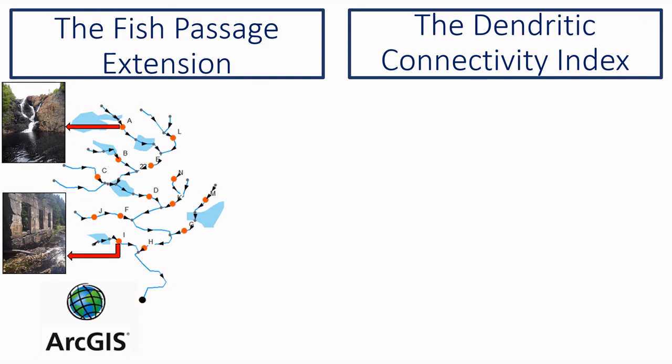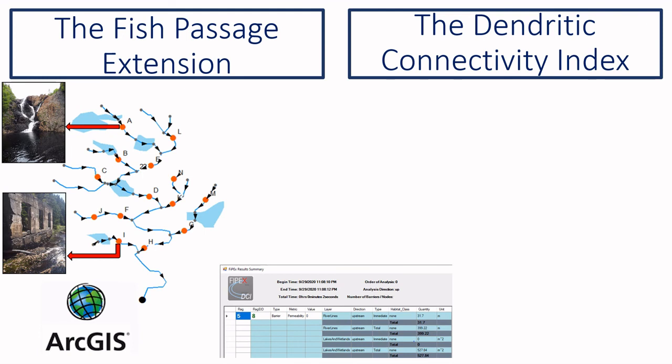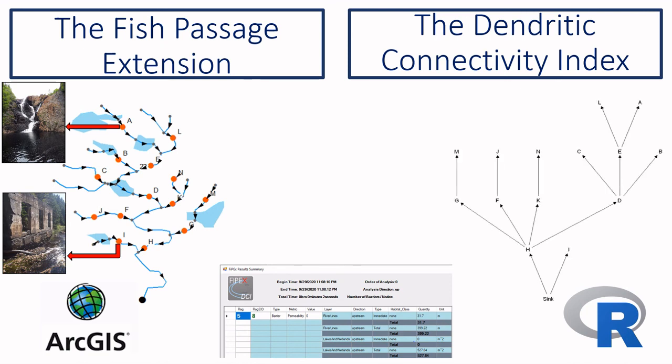FIPEX outputs a barrier summaries matrix for individual barriers, which is used to facilitate the calculation of the Dendritic Connectivity Index. The Dendritic Connectivity Index uses the barrier summaries in R, creating a simplified network to evaluate the effects of a number of barriers, the passability of each barrier, and the placement of each barrier on the overall connectivity of the network. From the calculated DCI, users can identify where the placement of barriers can be optimized, or what current barriers should be prioritized for restoration or removal.